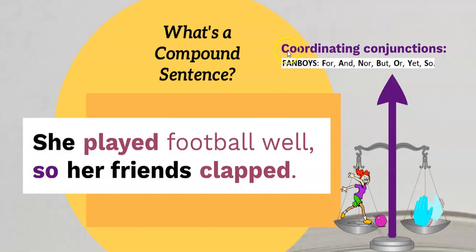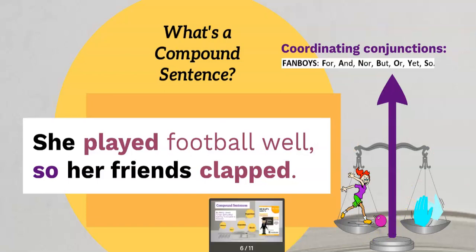So is a coordinating conjunction, often known as a fanboys conjunction: for, and, nor, but, or, yet, and here we have so. We usually have a comma before the conjunction, but if the sentence is very short, it's not always needed. Both halves of the sentence are of equal importance, and the ideas are balanced, and that's why we have a picture here of equally weighted scales.